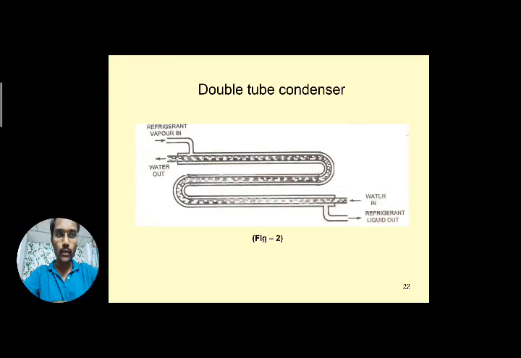Now whatever the water entered at the bottom, the normal water, by taking the heat, that hot water at the exit, you can see at the top of the double tube condenser, it is coming outside at the top. So here a counter flow is taking place. Refrigerant is coming in one direction, and the water is coming in the other direction. So counter flow is taking place, and heat exchange taking place in this type of condenser. In this double tube condenser it is more compared to the others.